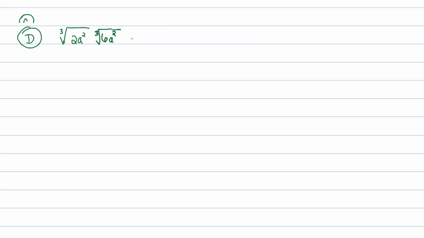But generally with radicals like this, you're going to end up doing kind of a weird combination of them first. In other words, whenever you're multiplying radicals or dividing radicals, try to combine them if they have the same index. So in this case, we'll have the cube root of 2a squared times the cube root of 6a squared, and that'll equal the cube root of 12a to the 4th.